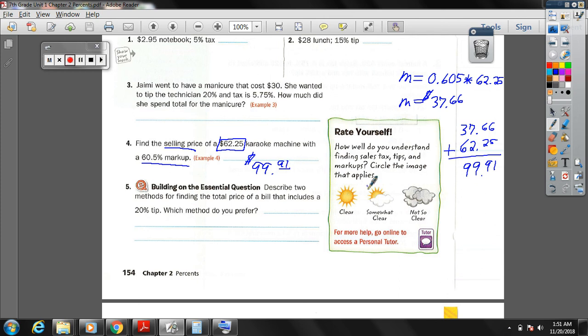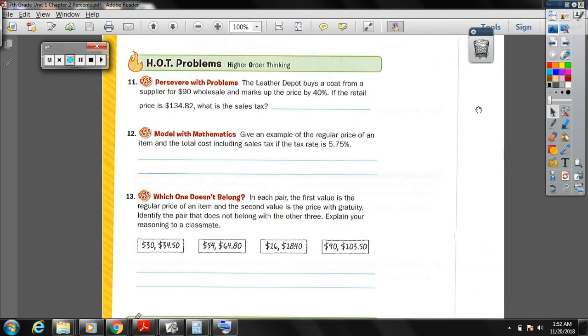And that is all for number 4. Now, another problem that we are going to discuss is in the independent practice, number 11. So let's turn to number 11 in the independent practice. For number 11 in the independent practice, we are talking about the leather depot.